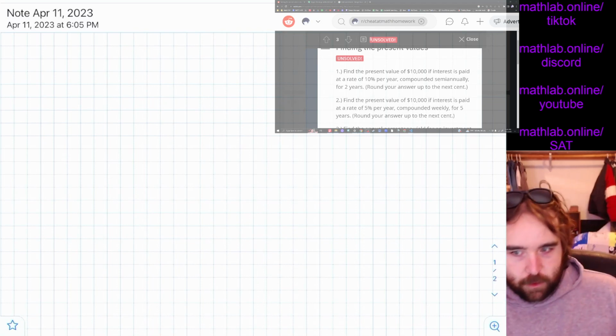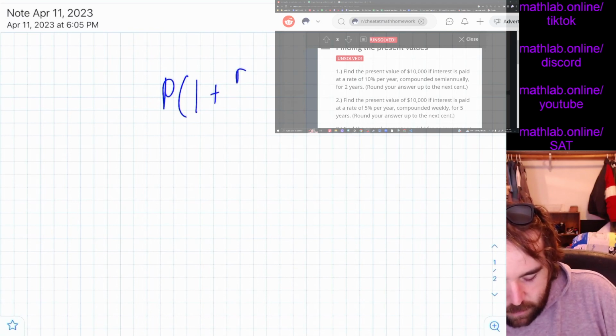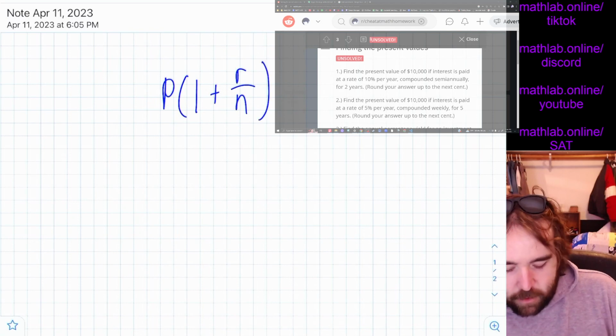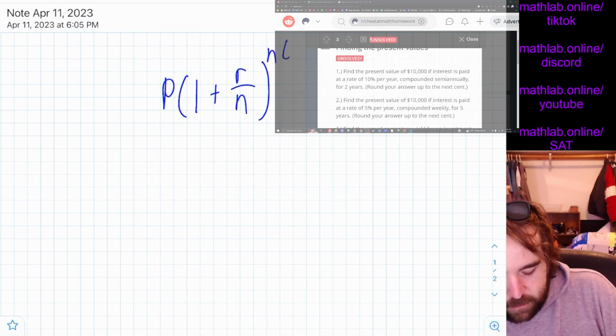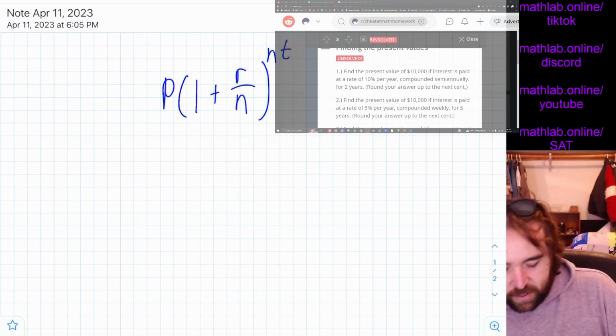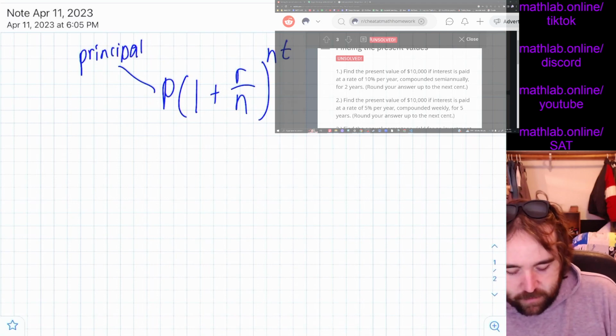Do I remember the formula? It goes P times 1 plus R over N, because it's 10% per year, raised to the N T. That's the formula. So what does everything mean here? You've got your principal, which is just your starting amount. So that's going to be our $10,000 in this case.